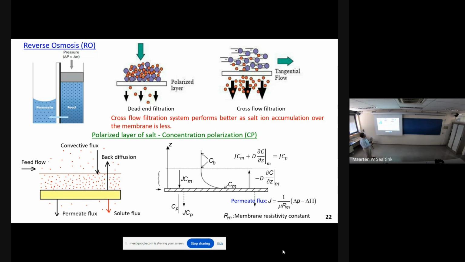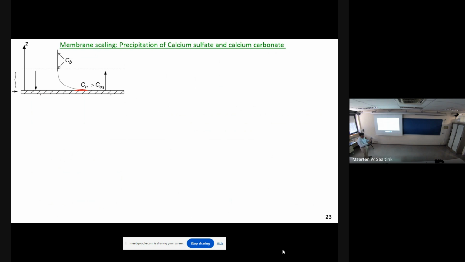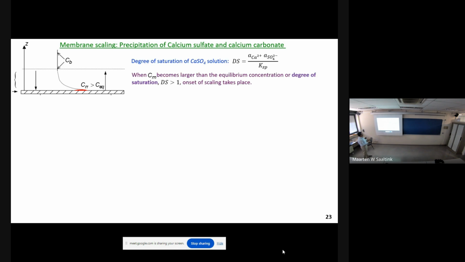This is something we did later on. We further considered membrane scaling, the precipitation of calcium sulfate or gypsum. But what happens if gypsum or calcium sulfate is also coming into the feed channel along with the seawater or other things? Then, depending on the degree of saturation, crystals will form. All of you probably know more than me on that aspect, but anyway.